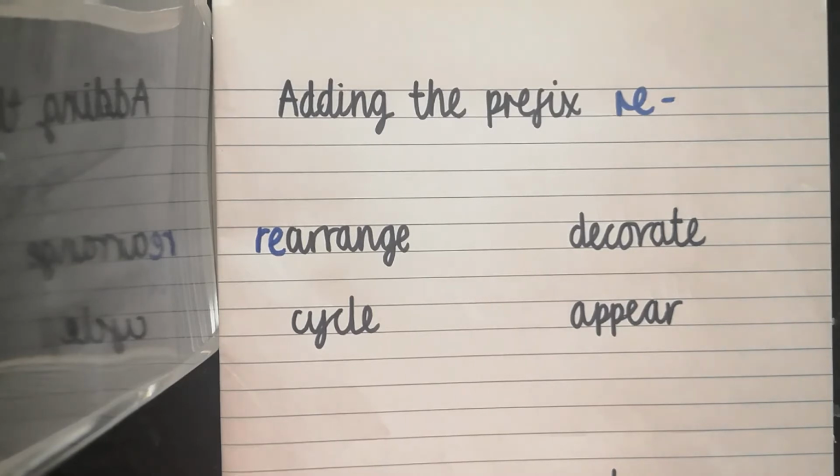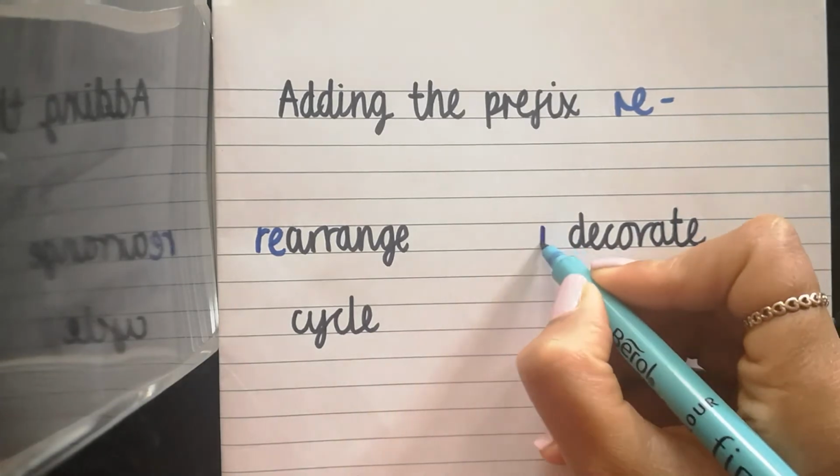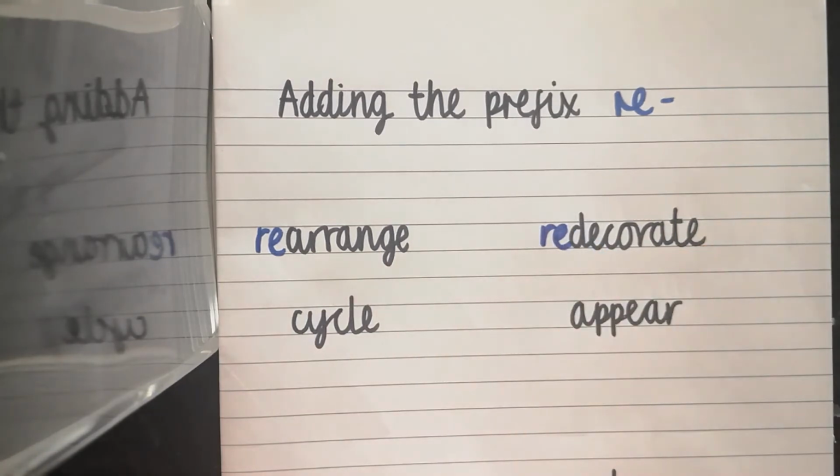The next one is decorate. So decorate is to make something look nice and pretty. So when I moved into my house, I decorated my living room. And now I've got a bit bored of it, so I might want to redecorate my living room. Okay, so I will do it again.